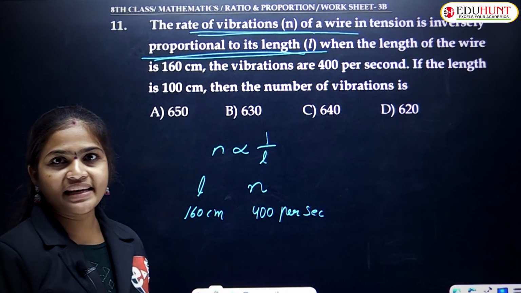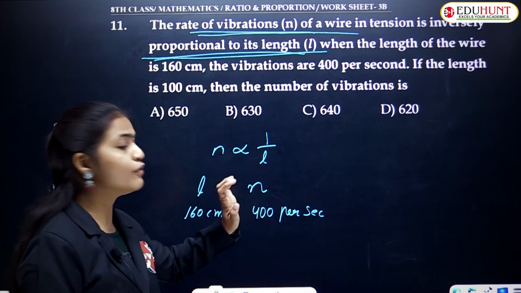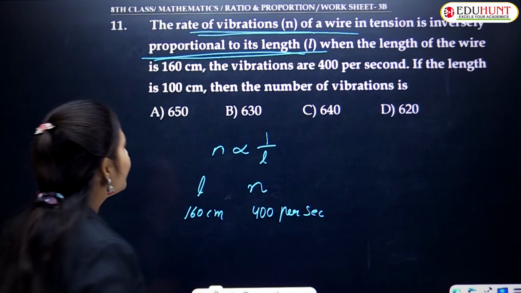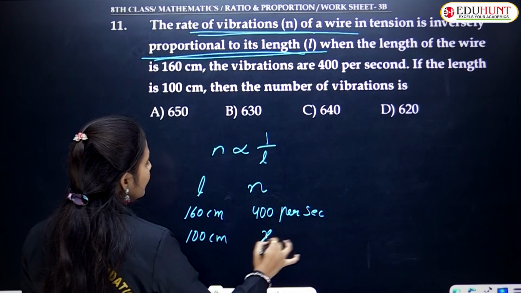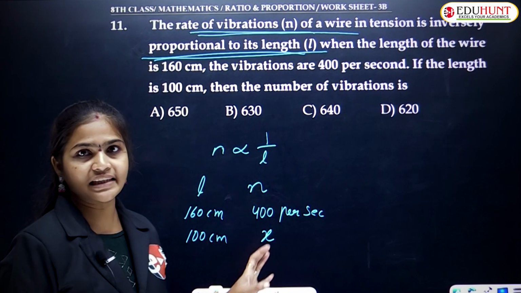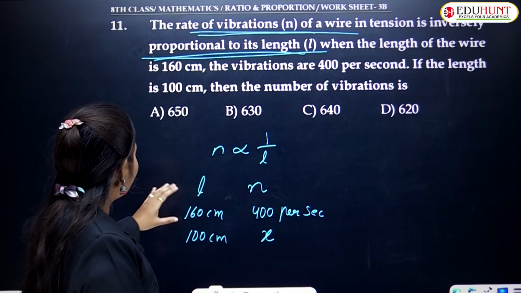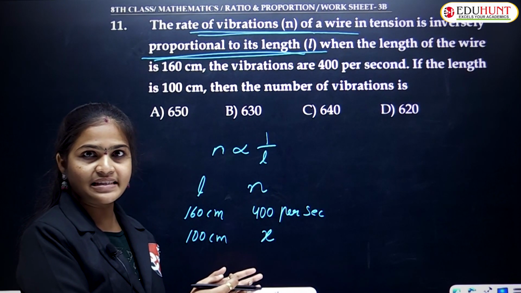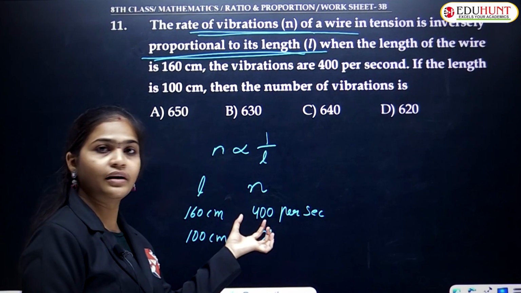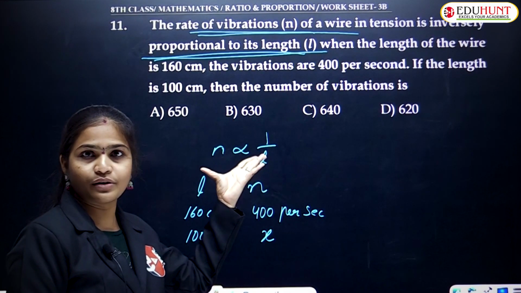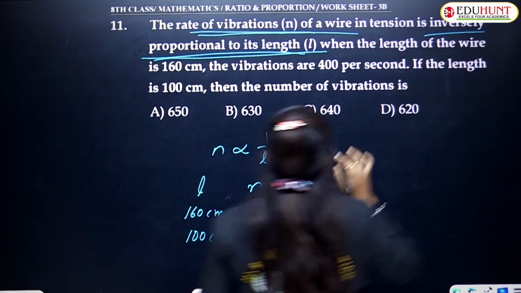If the length of the wire is 160 centimeters, then the number of vibrations is equal to 400 vibrations per second. Now come to this one. If the length is 100 centimeters, then how many vibrations will they get? We need to find the number of vibrations. If the length of the wire is decreased, then the number of vibrations will be increased. That's what they have given in the question: inversely proportional.